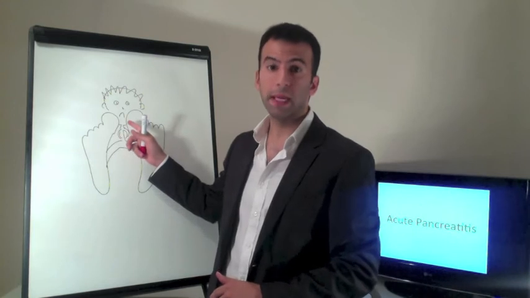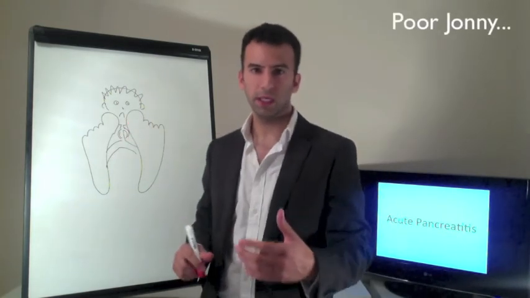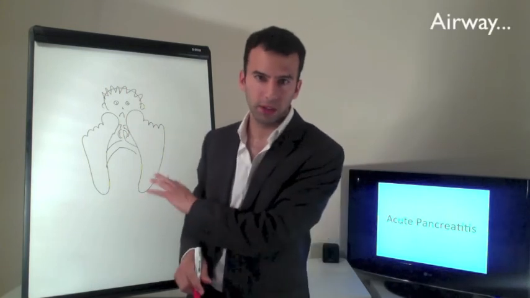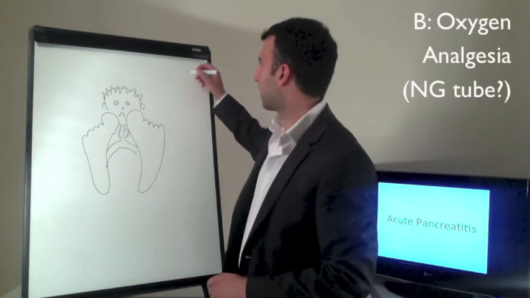So we need to try and make him a bit better. Let's just concentrate on the management aspects of ABCD. A, he's got a patent airway because he's very unhappy and is complaining about his pain. So B, let's talk about B.